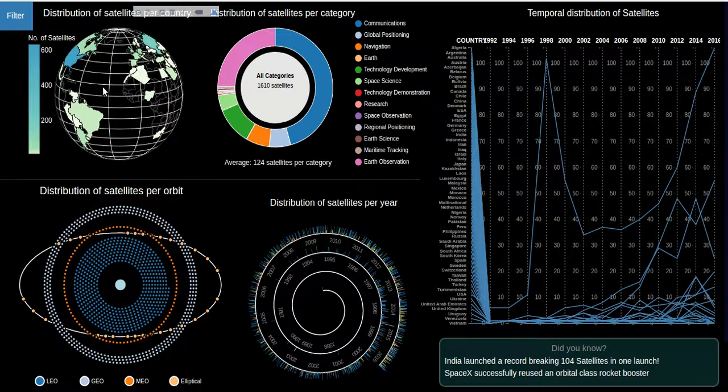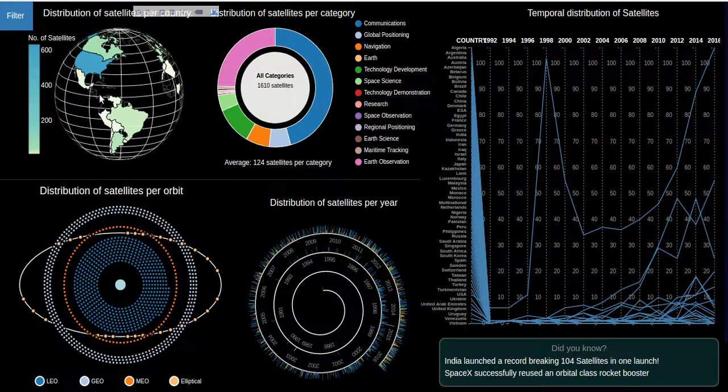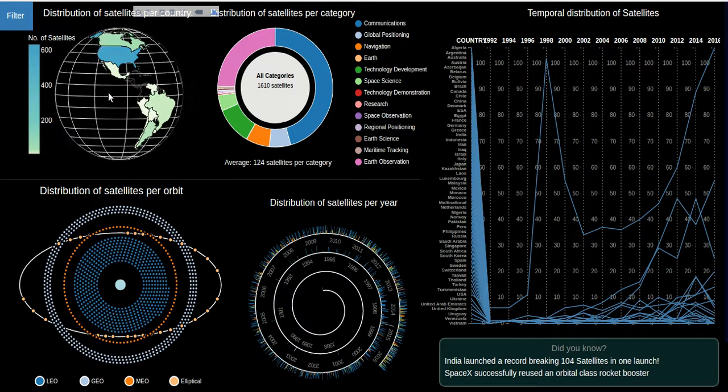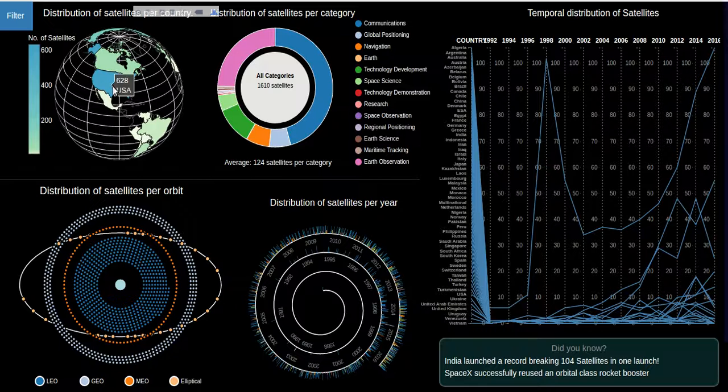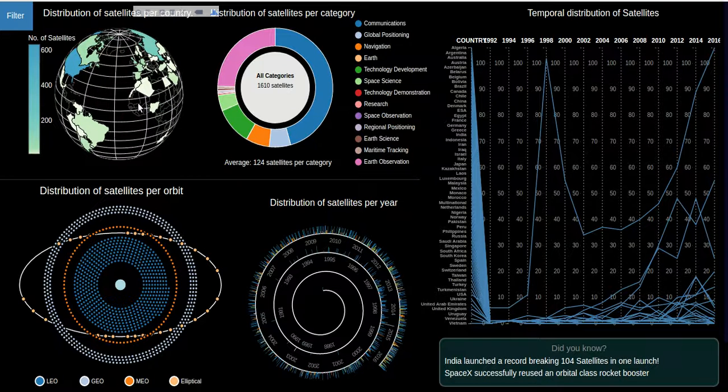Over here, we have a choropleth globe, where we have the distribution of satellites based on each country. Hovering on one of the countries will give you the number of satellites for that particular country. Now let's take a look at the donut chart, which is perfect for representing data based on category, which is the nominal data. On hovering one of the categories, you would be able to see the number of satellites belonging to that particular category and even the percentage of satellites that make up that category.